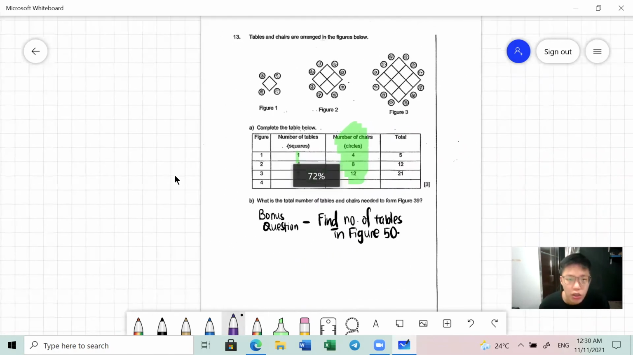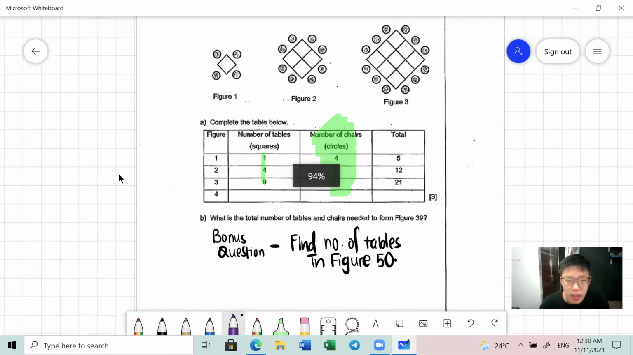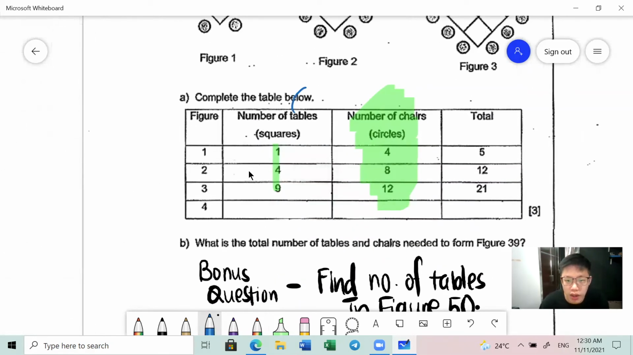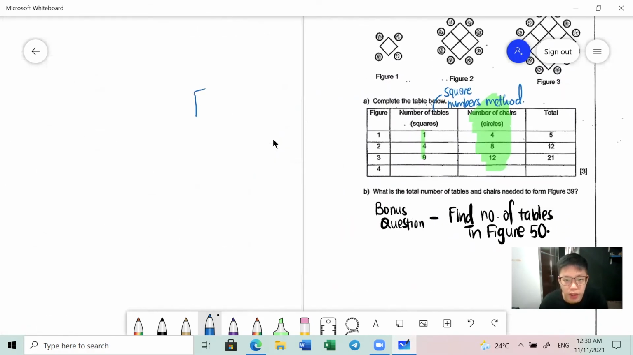So I'm just going to solve question number 13, all right? As you can see over here, what I want to do again, I saw the magic numbers. What do I want to do? I want to quickly write down that I am using a square numbers method. Now, once I'm done with this, I want to write it out. So I know that figure number 1 is equal to 1, which is equal to 1 to the power of 2. Figure number 2 is 4, which is equal to 2 to the power of 2. Figure number 3 is 9, which is equal to 3 to the power of 2.